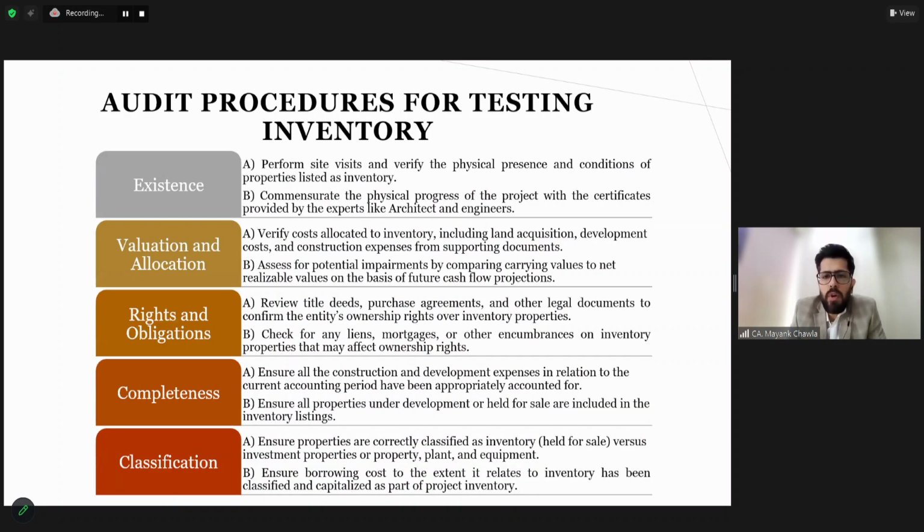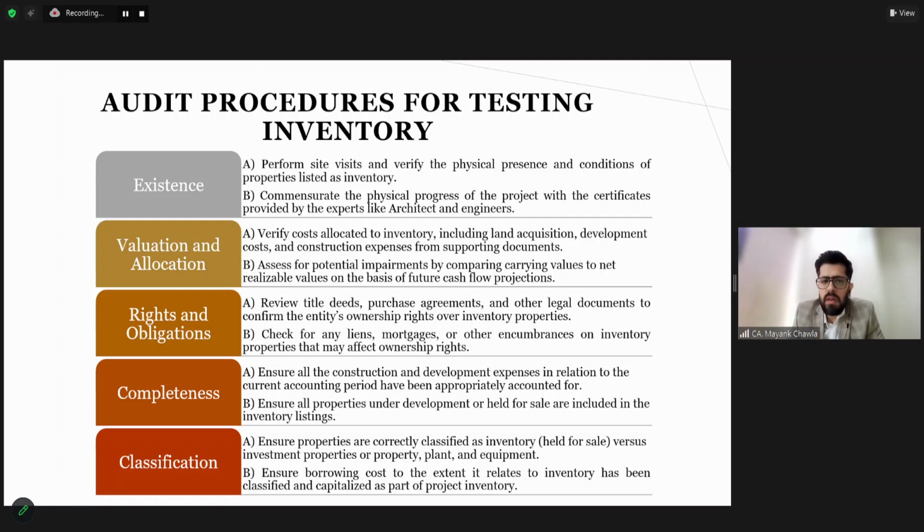What kind of procedures can we do for testing inventory? Again, these are the 5 assertions that we can delve into. One is existence. One should physically visit a few of the projects and see what kind of progress is there. You may have to refer to the engineering certificates or the architecture certificates, to compare whatever is certified by them with what you can see physically.